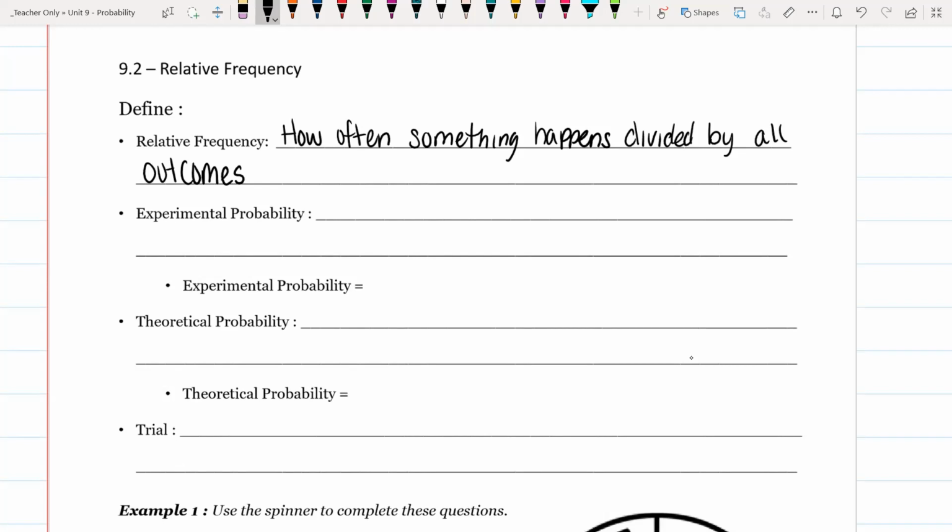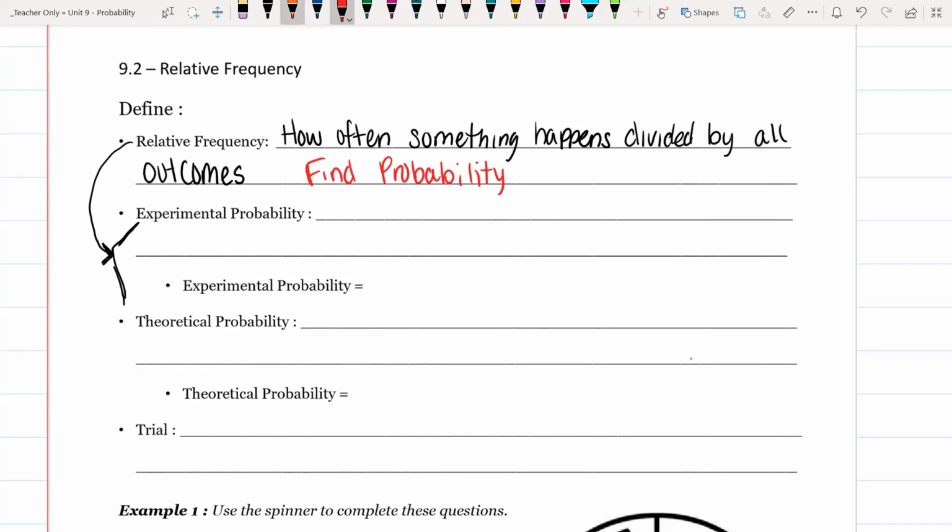Relative frequency is really the same thing as probability, right? And probability we could split into experimental and theoretical. So relative frequency is pretty much just saying to find the probability, which we talked about. And last thing, how probability is expressed and all that fun stuff.